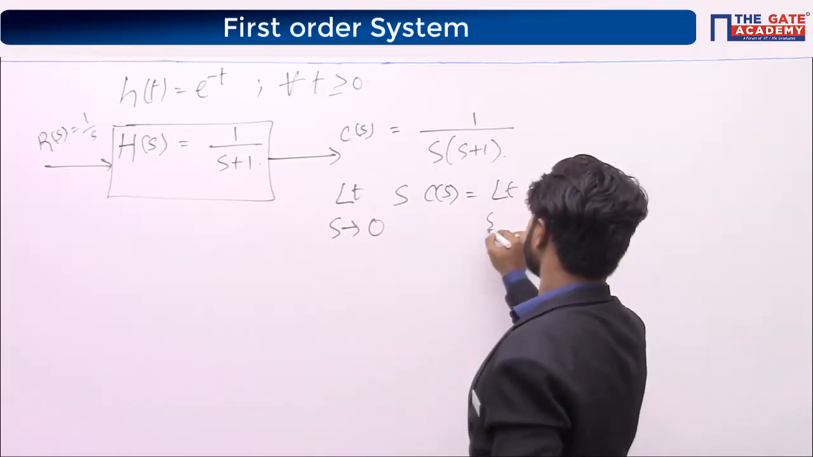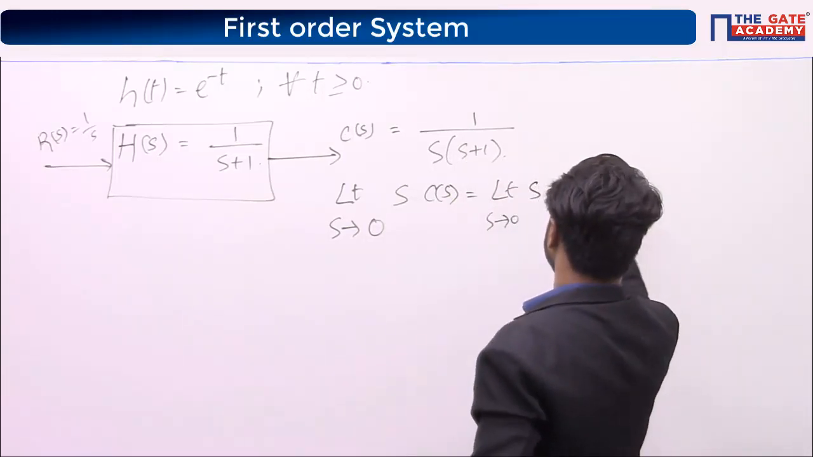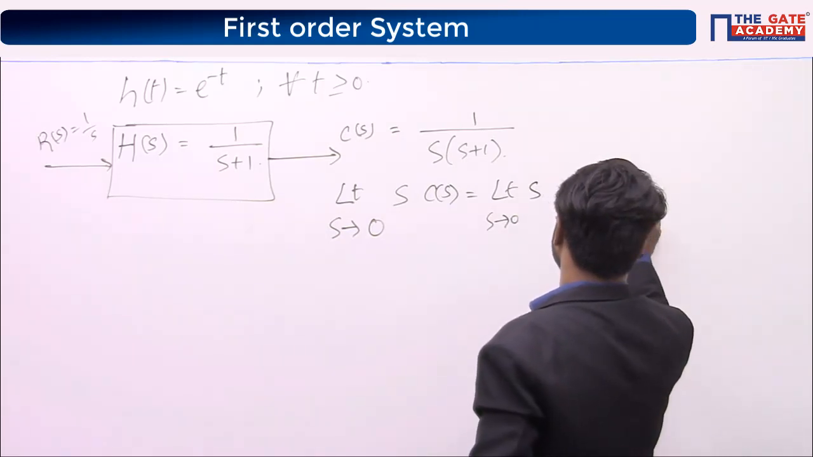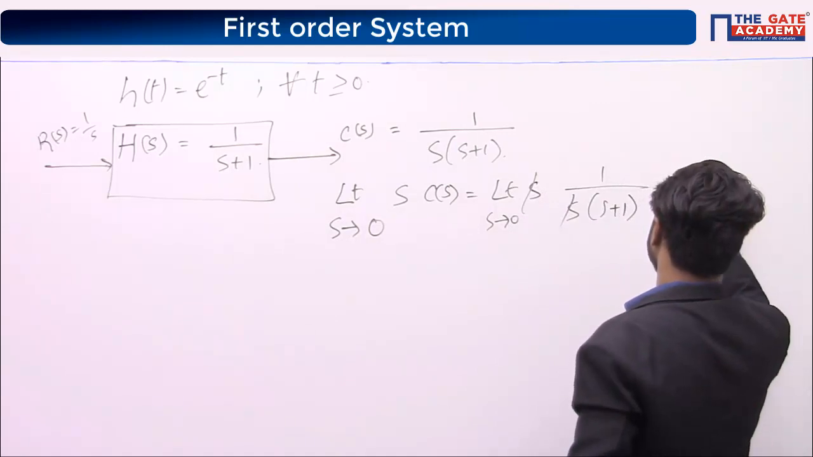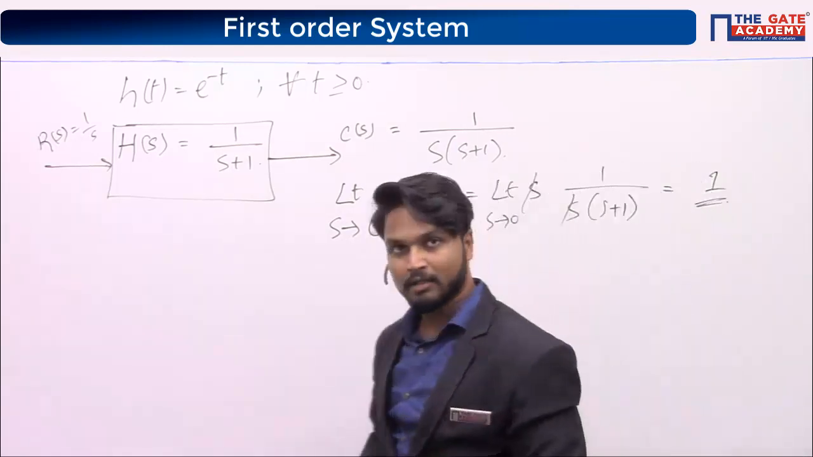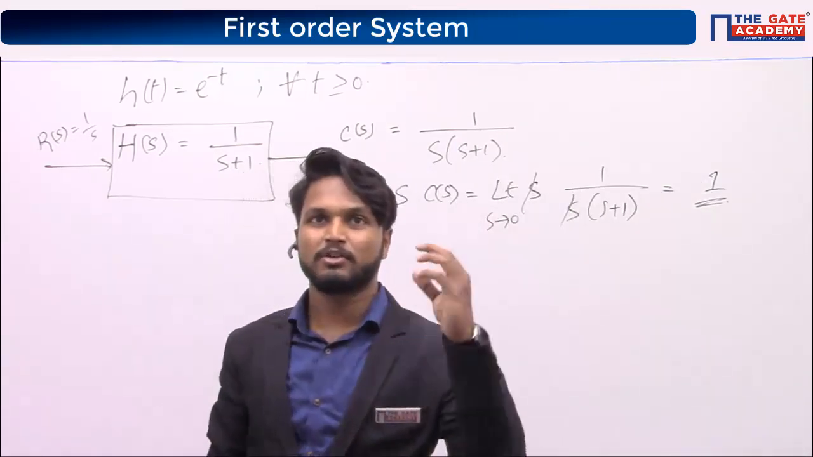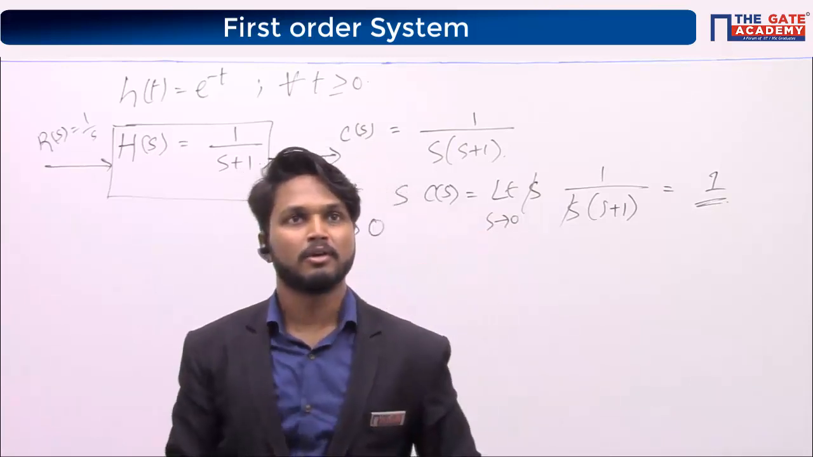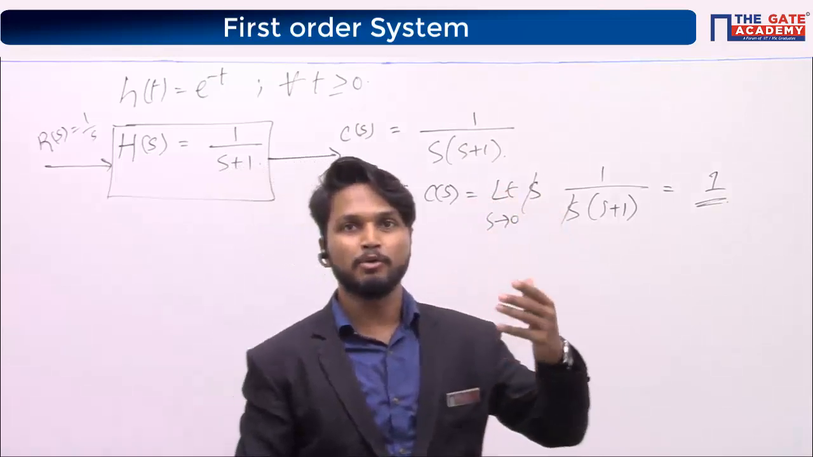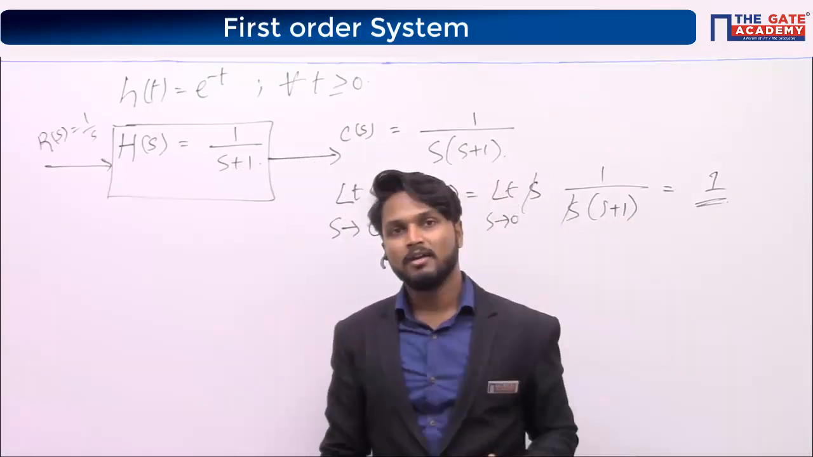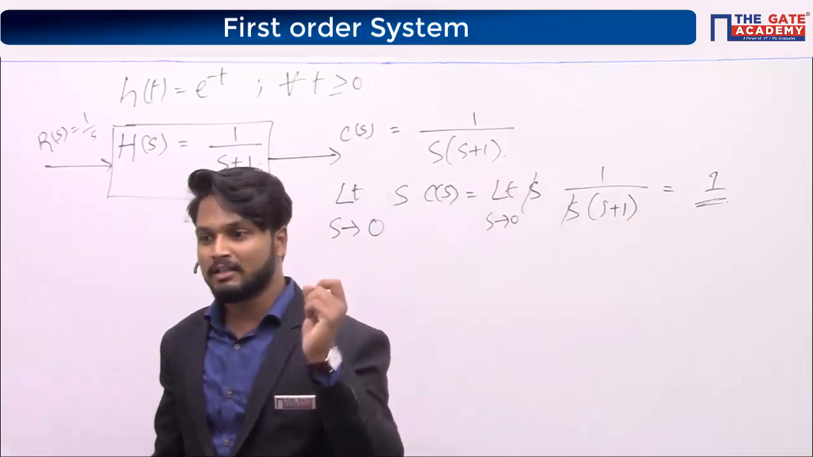Limit s approaching 0, s into 1 by s into s plus 1. S gets cancelled. If you put 0 in this, you will get 1. So this question can be solved in various other ways also. This is the simplest approach. We still have other approaches also. Let us look at another approach.